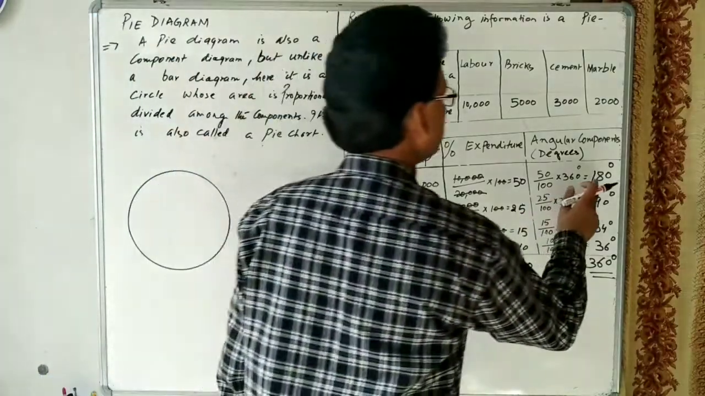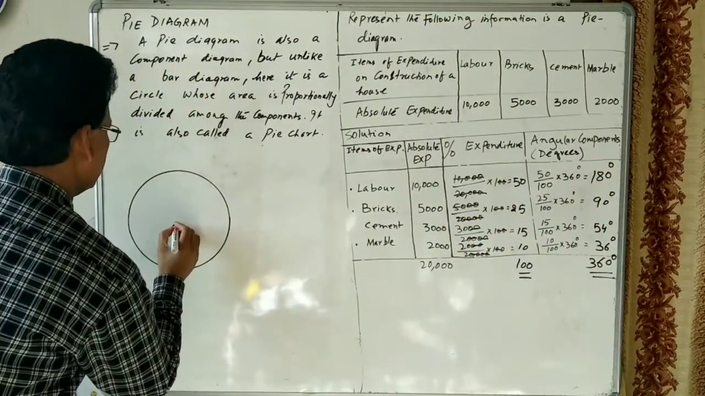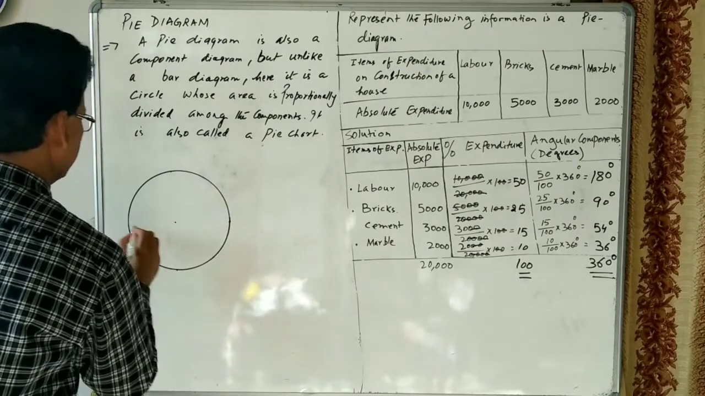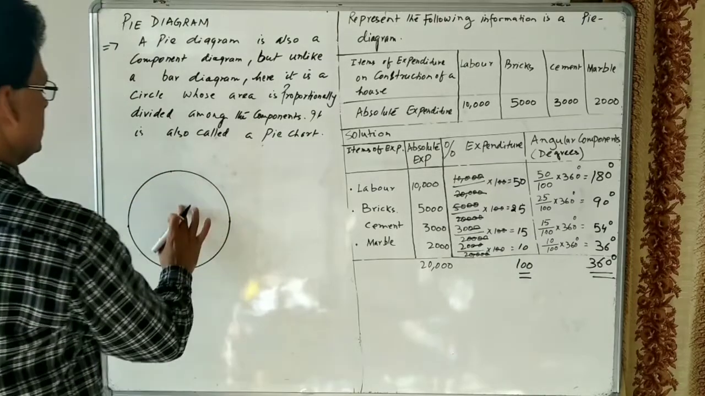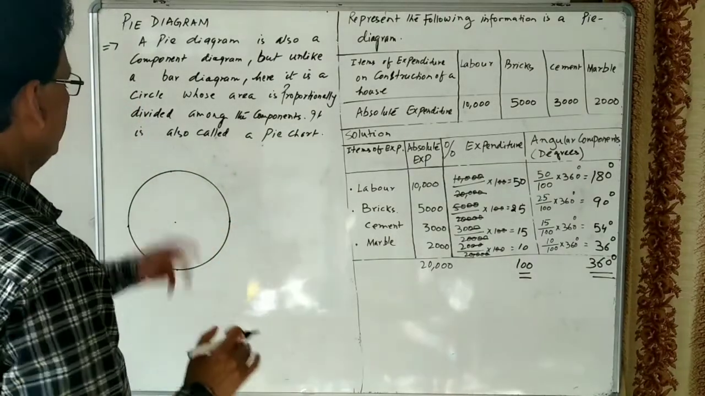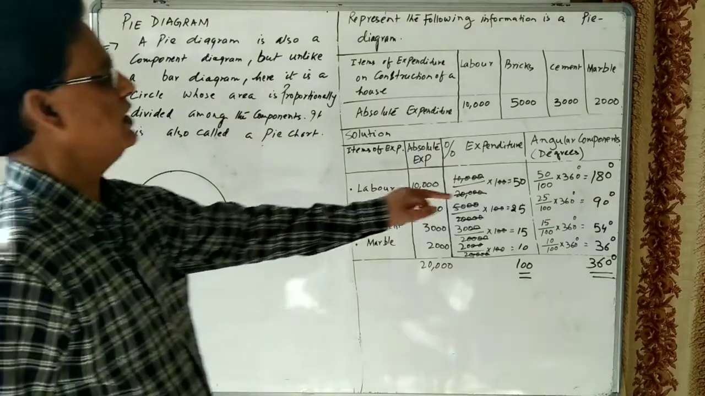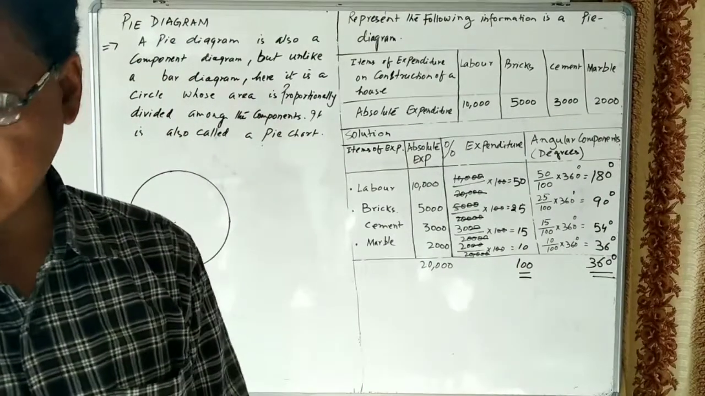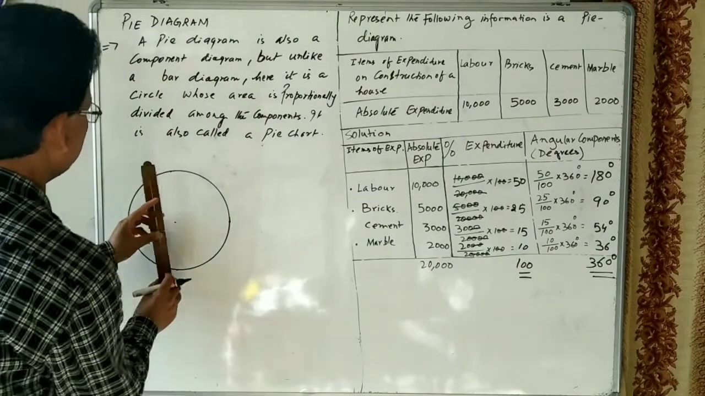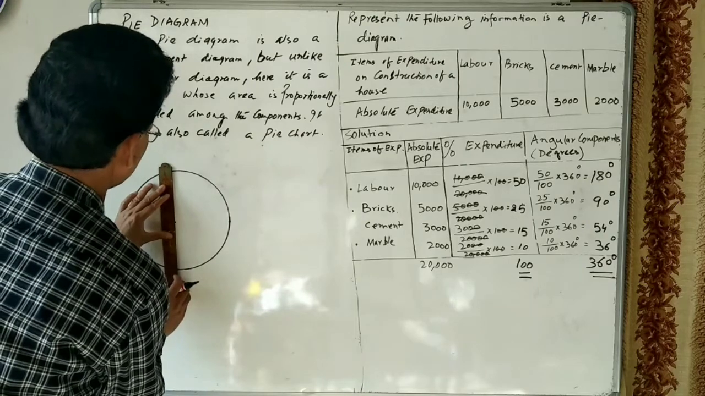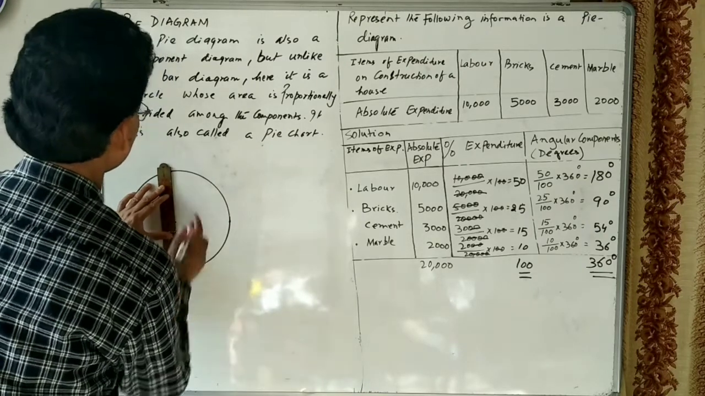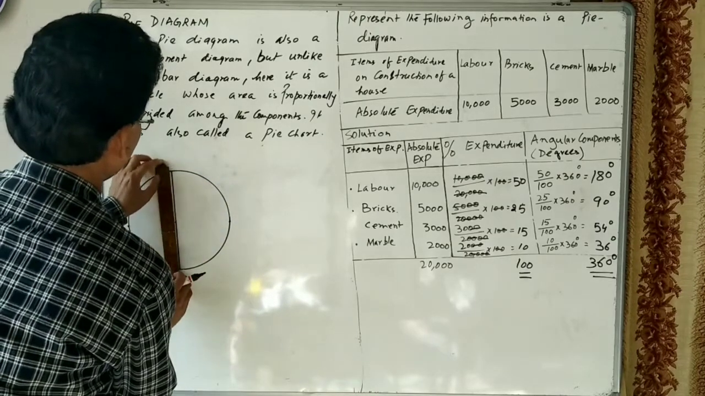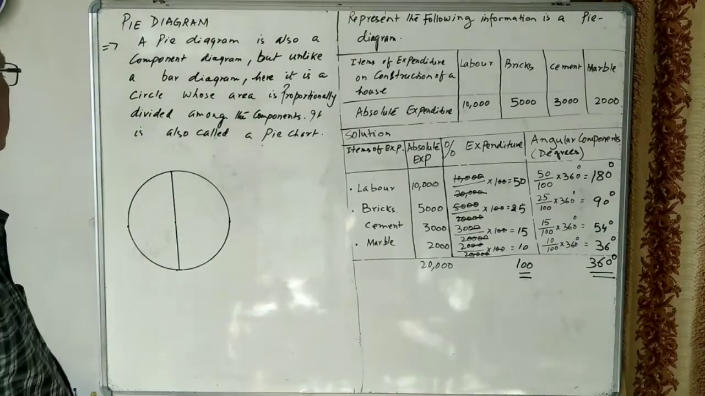Let us see, 180 degrees. You know this circle is divided into four parts of 90, 90, 90, 90, so half is 180 degrees. 180 degrees means half of the circle. So we can draw the half of the circle here. This half of the circle is 180 degrees.